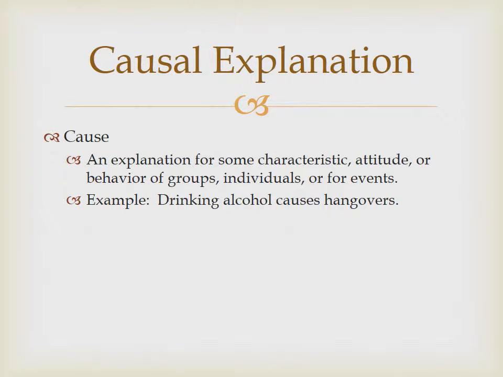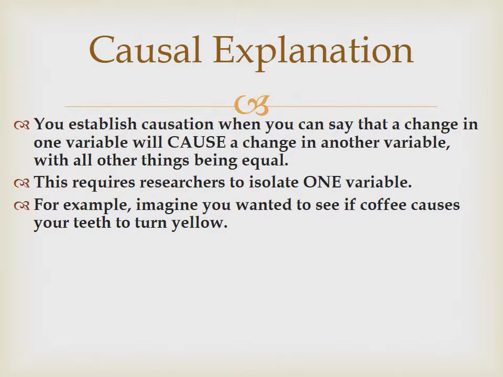What we're really looking at in both of those examples is that we're looking for causal explanations. A cause is an explanation for some characteristic, attitude, or behavior of a group, individual, or for events. So for example, we might say drinking alcohol causes hangovers. You can only establish causation when you can say that a change in one variable will cause a change in another variable when all other things are equal. And this requires researchers to isolate a variable.